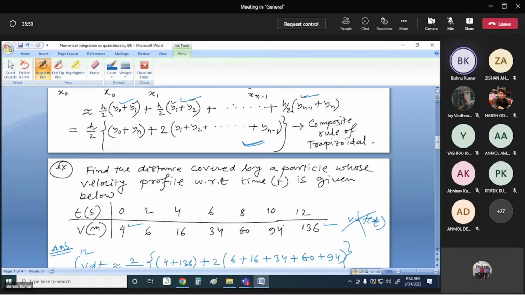So n equals 1 means 0 to 1, only 2 points or 1 interval. The same case I will discuss here for n equals 2. N equals 2 means 0 to 2. In between you do have 1 point also. So n equals 2 means the case is 0, 1, 2. Means 0 to 2, means 2 intervals or 3 points.